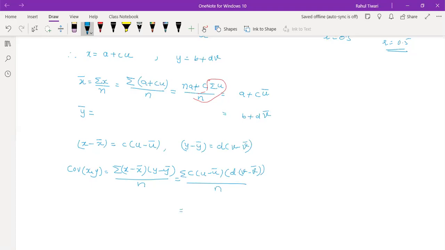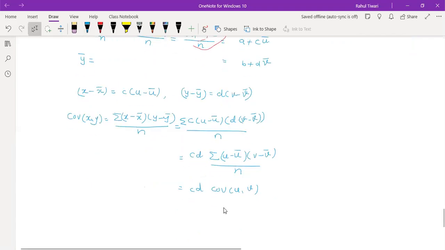This is equal to what now? You can pull out C and D: CD summation (U minus U bar)(V minus V bar), whole upon N. But what is this actually? This is the covariance between U and V. So what we obtain is that the covariance between X and Y is nothing but CD times the covariance between U and V.